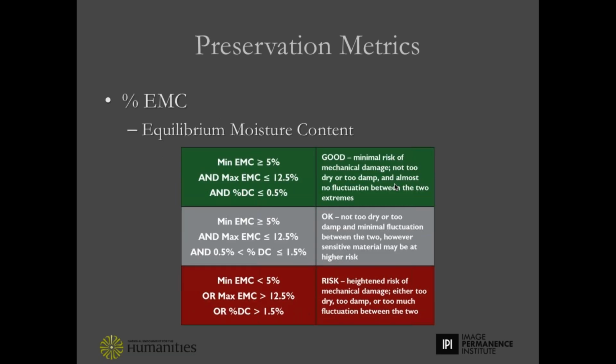Equilibrium moisture content, percent EMC, measures the amount of moisture in the object as a result of the environment and the degree of fluctuation between periods of dampness and dryness. All of this promotes mechanical or physical damage of materials. So ideally, you want your percent EMC to be between a minimum of 5% and maximum of 12.5%. If you stay within the safe zones of temperature and relative humidity, you should be fine. You should be within this 5 to 12.5.